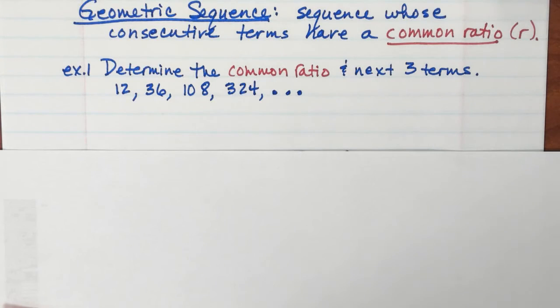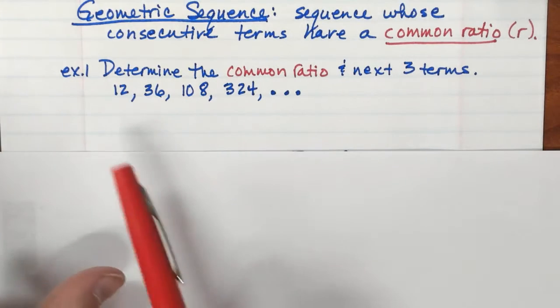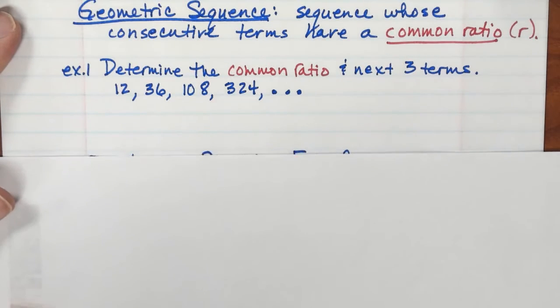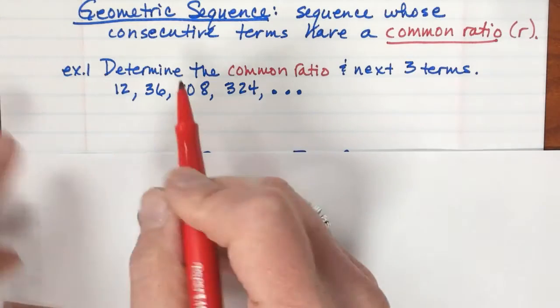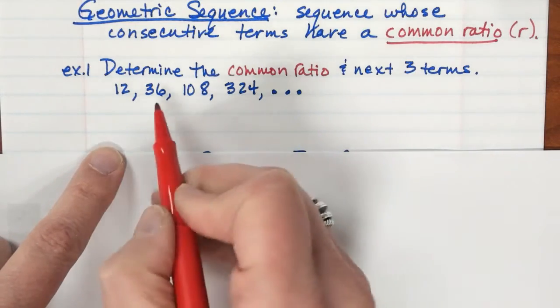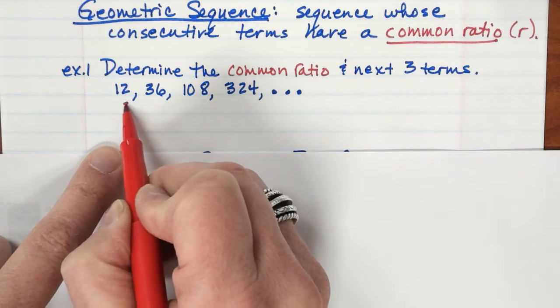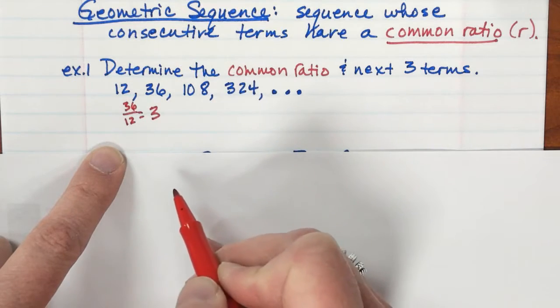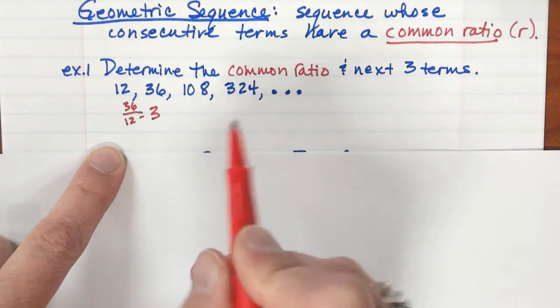I'd like you to determine the common ratio for these next three terms. So the first term is 12, second term is 36, 108, and then 324, etc. And I'd like to know what the ratio is. So ratio meaning a relationship of fractions. You can look at this and say, oh, well, Miss Reams, you multiply by 3. Yes. If I take 36 and I divide it by 12, I'm going to get a positive 3. I'm increasing here.